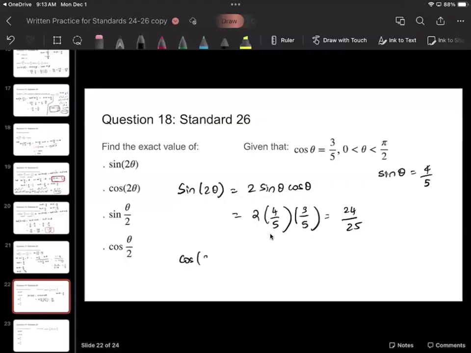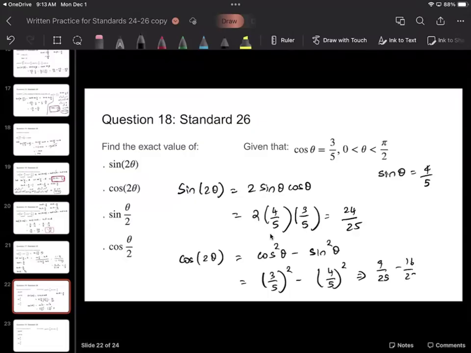Cosine 2 theta is nothing but cosine squared theta minus sine squared theta. What is cosine theta? 3/5. Sine squared theta, 4/5 squared, which is 9 over 25 minus 16 over 25. That is negative 7 over 25.